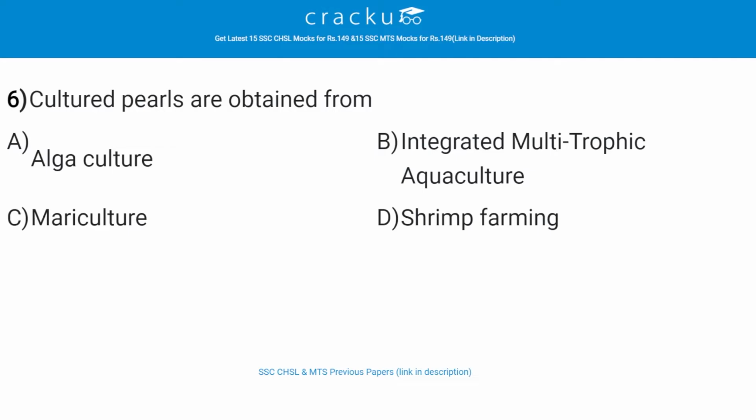Cultured pearls are obtained from, the correct answer is C, that is mariculture. So, the production of cultured pearls from the black-lipped pearl oyster in the Federated States of Micronesia includes mostly beaded as well as blister and non-bead cultured pearls in a wide array of colors. Pearl farming is carried out on 4 islands with a plan for commercial production in the near future.